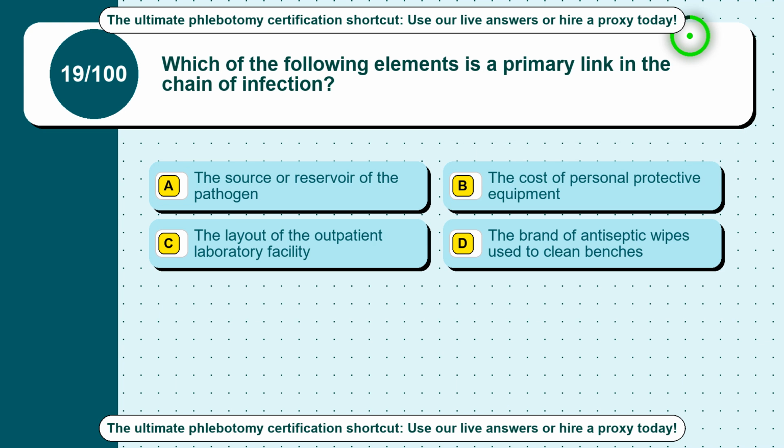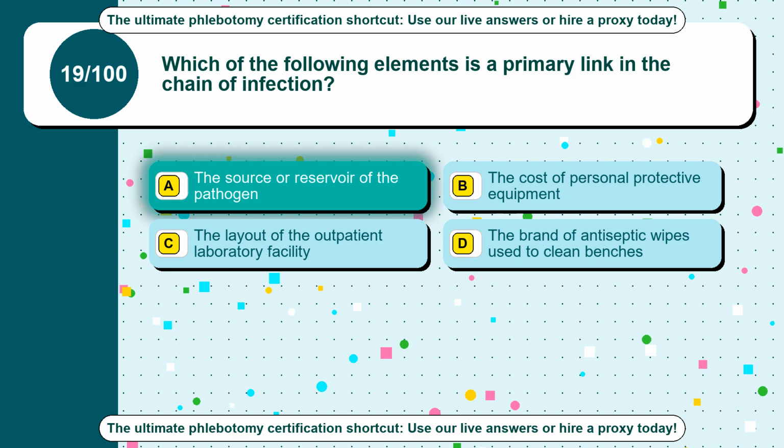Question 19. Which of the following elements is a primary link in the chain of infection? Option A. The source or reservoir of the pathogen. Option B. The cost of personal protective equipment. Option C. The layout of the outpatient laboratory facility. Option D. The brand of antiseptic wipes used to clean benches. The correct answer is option A.